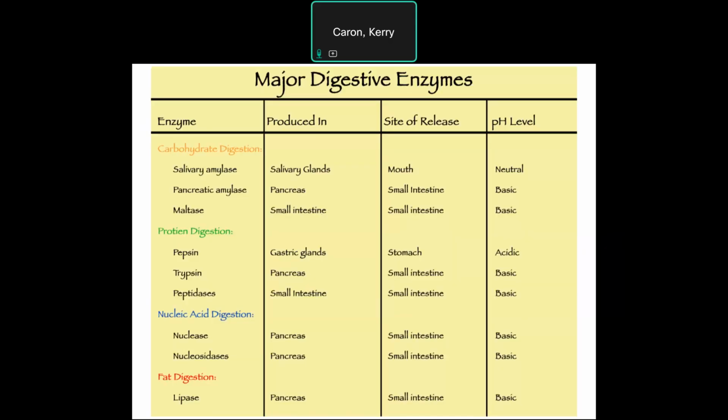Here's a little chart of where the different enzymes are located and what they digest. And a lot of it, as you can see, we have some salivary amylase in the mouth, but most of the site of release of these digestive enzymes are located in the small intestine. That's where the magic happens.